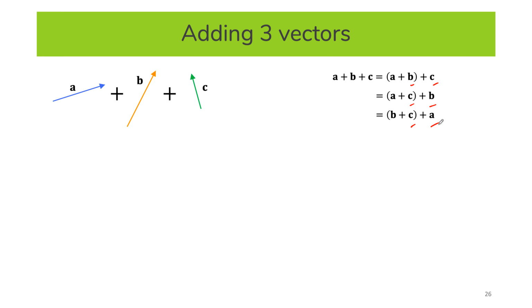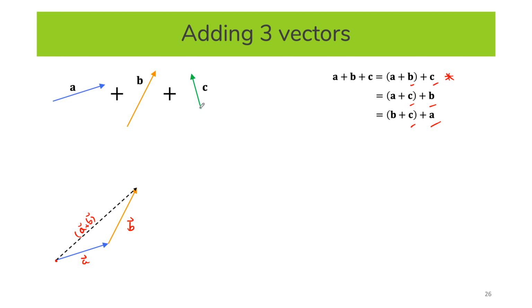Let's take a look at it graphically. So let's consider this case. I'm going to add A and B. So I bring A and B here. I attach the tail of B to the head of A. This means I have to draw from this point to that point to get A plus B. And this A plus B is an intermediate vector I want to add C upon.